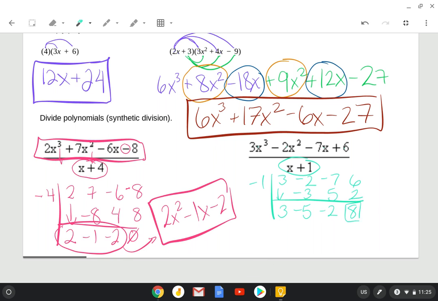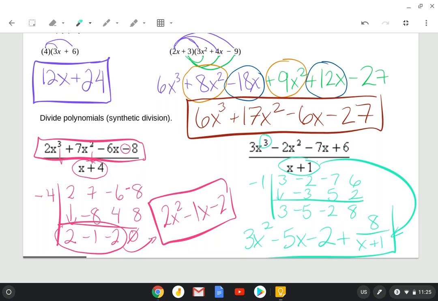So we have a remainder here. So we'll deal with that in a second. So my final answer is 3x, and then it goes down 1, so squared, minus 5x, minus 2, and the remainder is 8, which is written the following. 8 over the original divisor, which is x plus 1. And so that is the final answer. So you have an example there of one with a remainder and one without a remainder. All right.